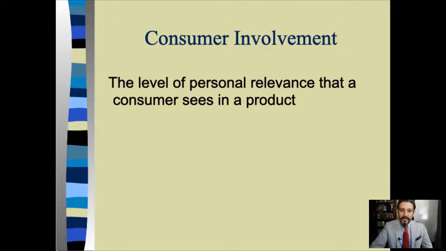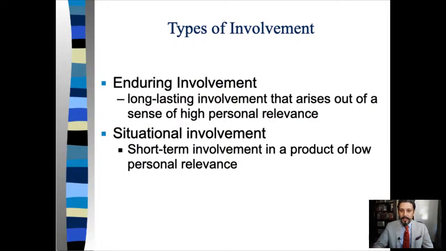Consumer involvement is very important because of the level of personal relevance that a customer sees in a product. So a customer will see a certain level of personal relevance in a particular product. The types of involvement that consumers could have are enduring involvement, which is long-lasting involvement that arises out of a sense of high personal relevance, or it could be situational involvement, short-term involvement in a product of low personal relevance.